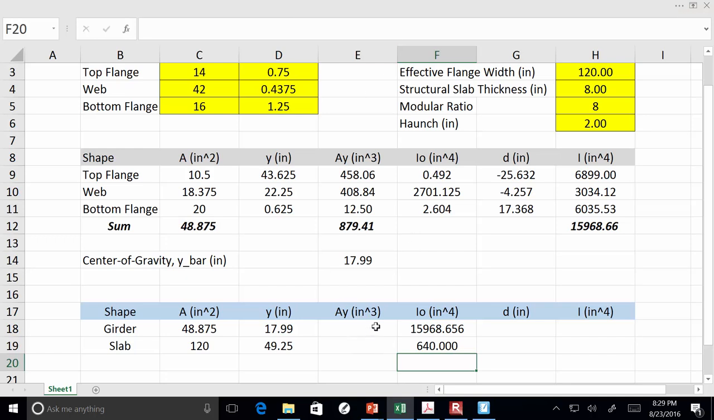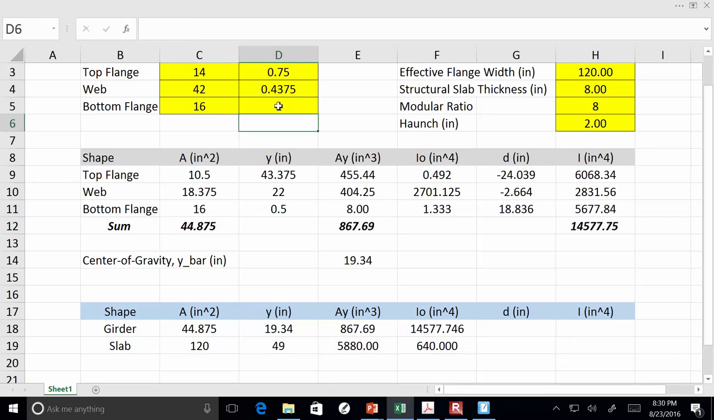I promise. All right. So now we've got everything we need to just keep on computing. So AY, remember that's that times that, right? So just that times that, and that times that, right? And again, I can change that to 1 inch. It changes everything else. So that's the nice part about this.